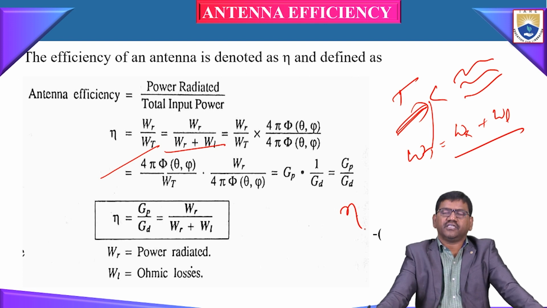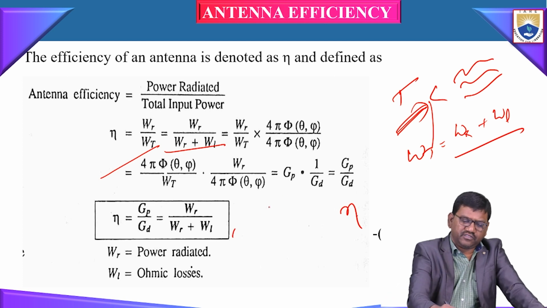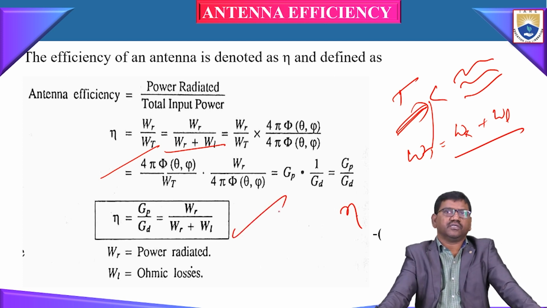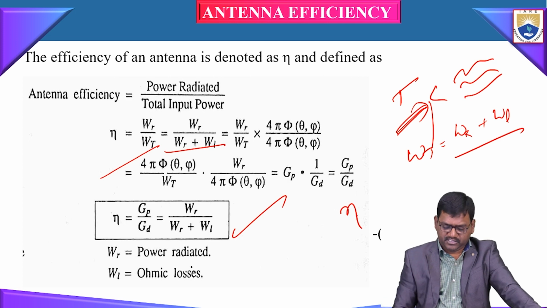Efficiency we can also define by another expression as the ratio of power gain to directive gain. The power gain to the directive gain is also known as antenna efficiency, which is denoted by GP by GD, which is equal to WR by WR plus WL.